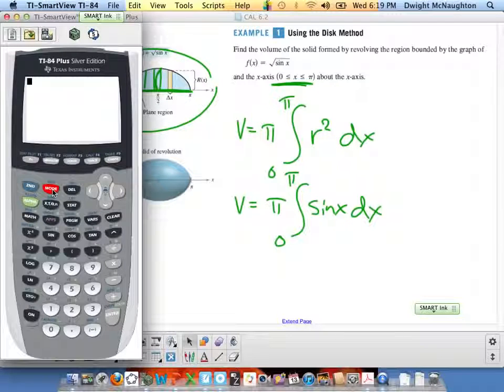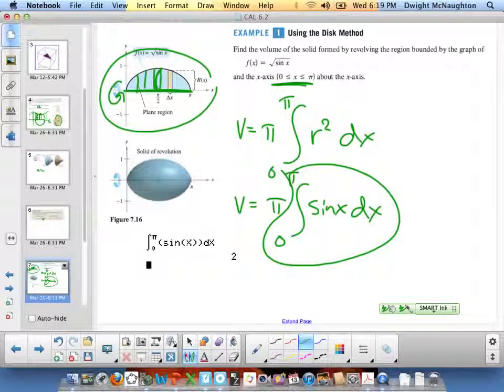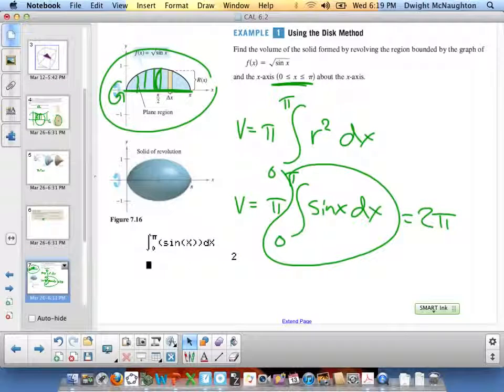So we're going to integrate the sine of x. So we'll do math, function integration, which is the 9th choice in the menu. We're going to go from 0 to pi. Our function is sine of x, because that's the radius squared with respect to x. So we do that, we get 2. So this part right here is 2, so the volume is 2 pi. Now you could have just in your calculator multiplied it by pi as well, but that's a matter of choice. Do it or don't do it, it's up to you.